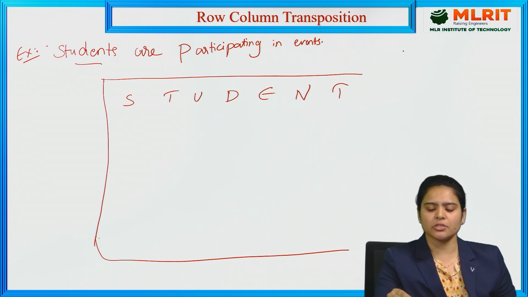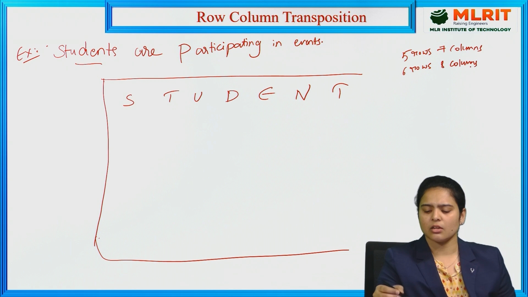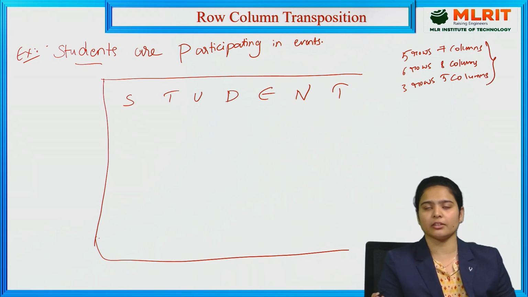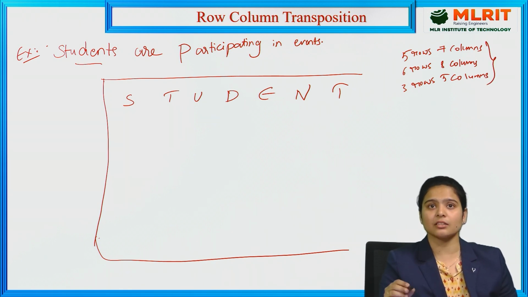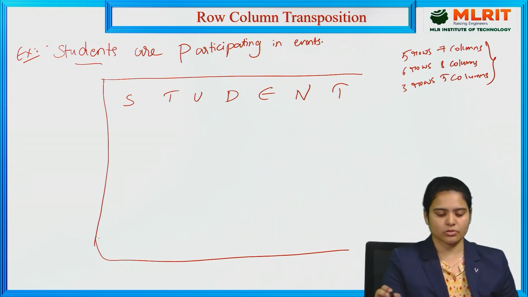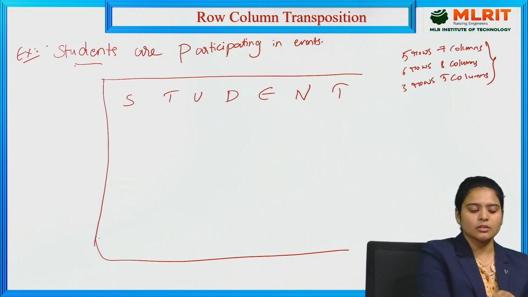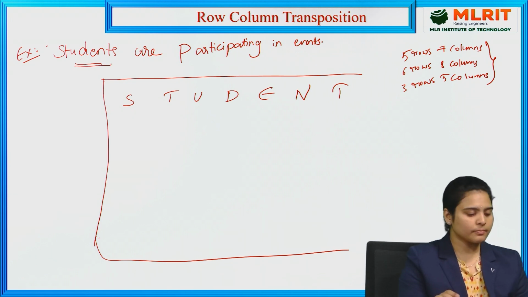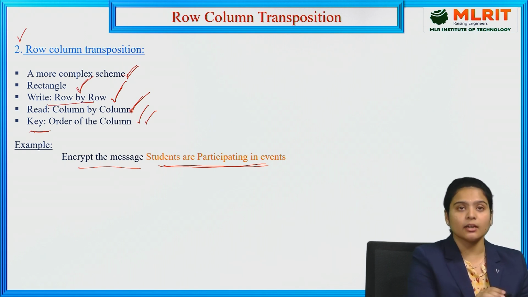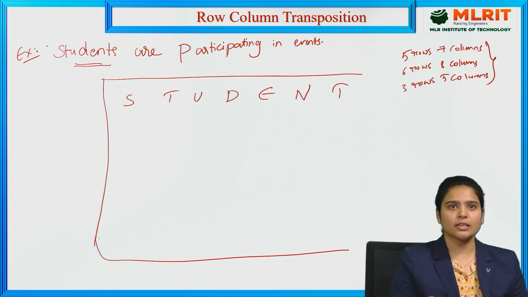Whatever we wish, it can be 5 rows and 7 columns, or 6 rows and 8 columns, or maybe 3 rows and 5 columns. Based on the question, we divide it as we wish. For example, if the example is lengthy, we get more columns and extra rows. I am writing it in row format; we need to write row by row.